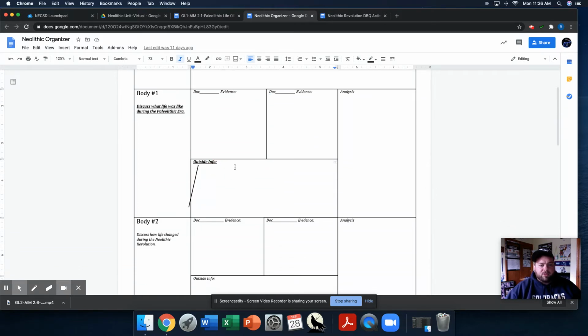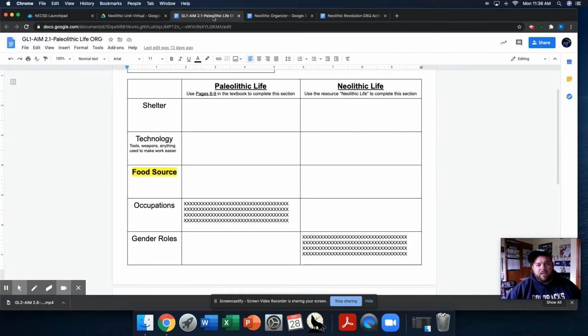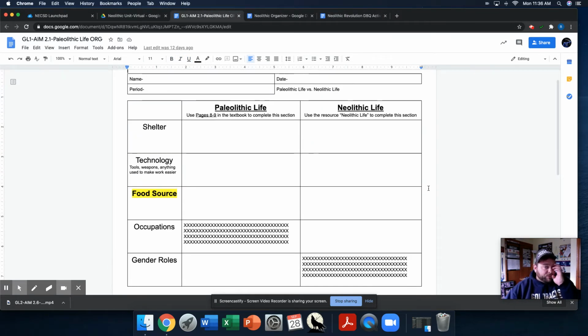And then you need outside information, right? So I think the easiest thing to use, like I said, is this graphic organizer from AIM 2.1 and 2.2. This lays out all the different aspects of life, Paleolithic era to Neolithic era. And I do remember telling you guys when we were doing this, I was saying, hey, future assignments are going to use this, so make sure you do a good job on this. This is that future assignment now.